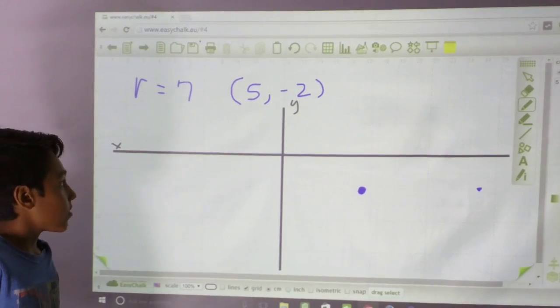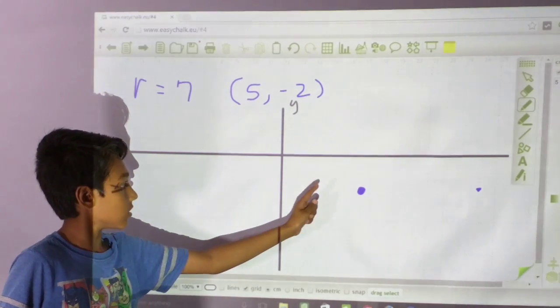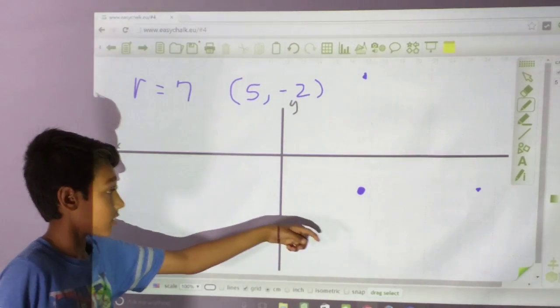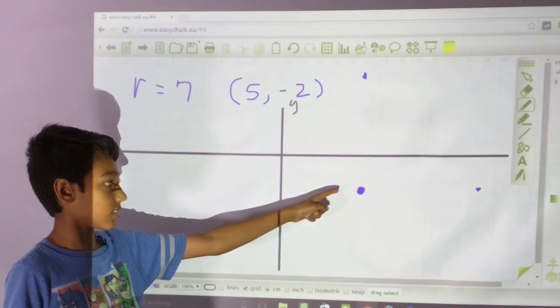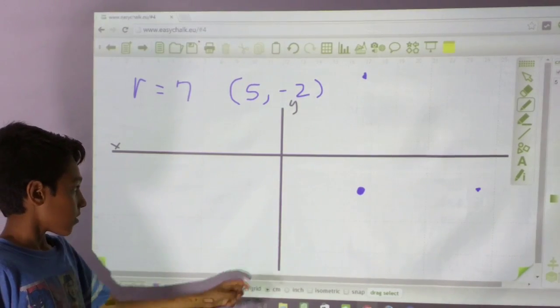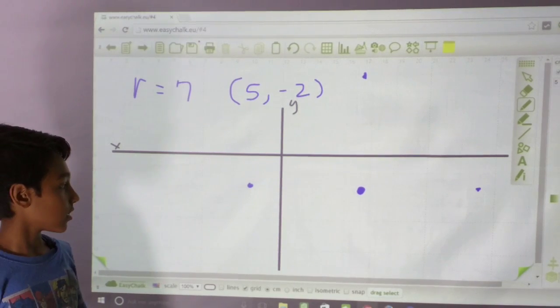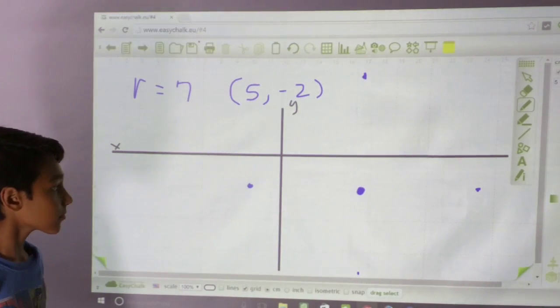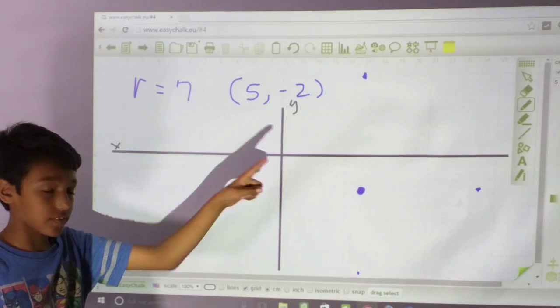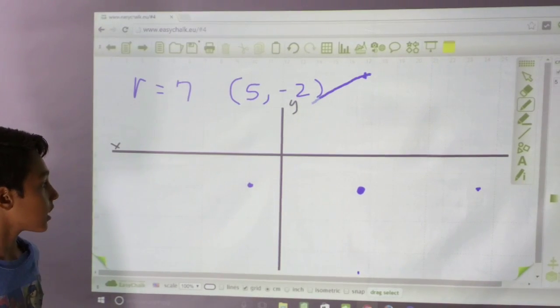And then 7 spaces to the left: 1, 2, 3, 4, 5, 6, 7. 7 spaces up, right there. 7 to the left, right here, and 7 down, so right there. Now we graph a circle using all these points.